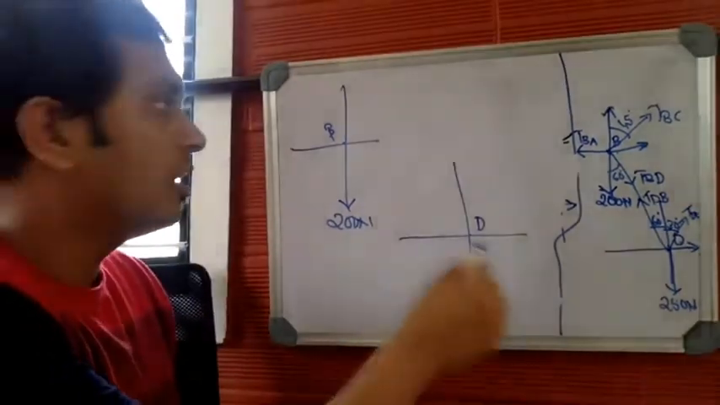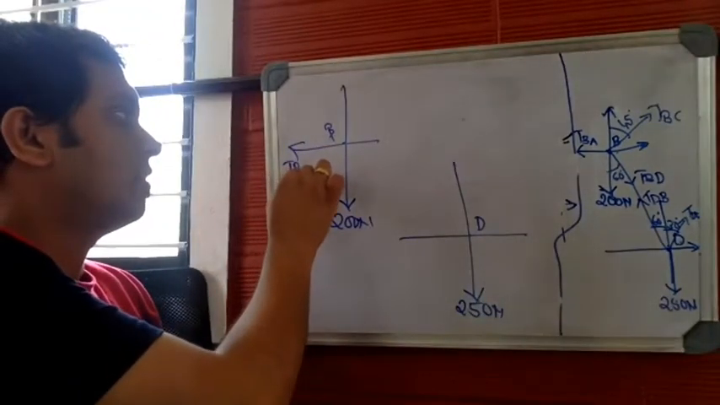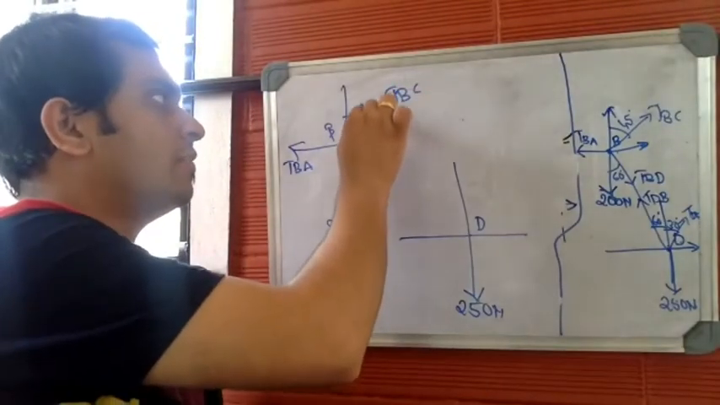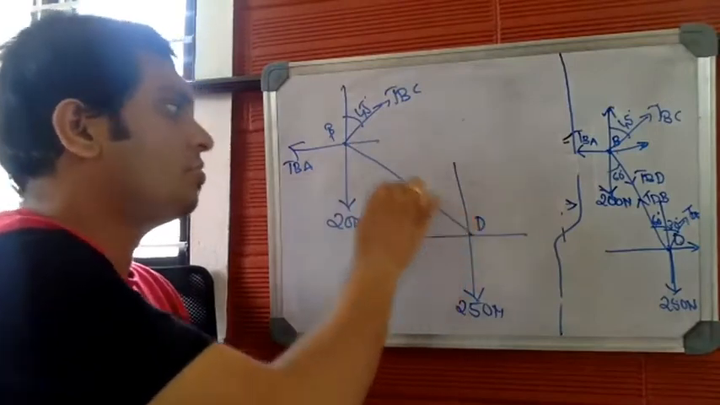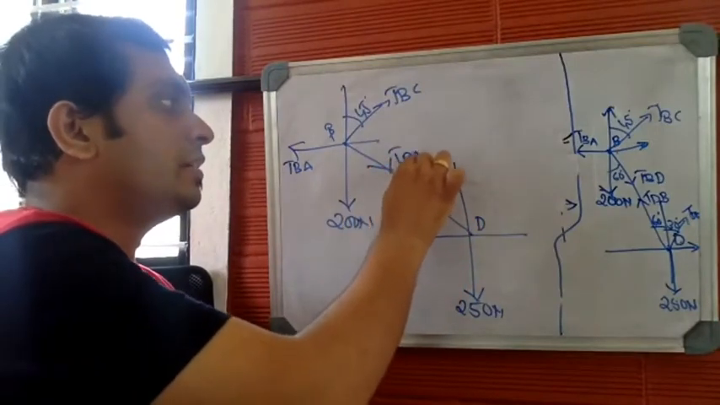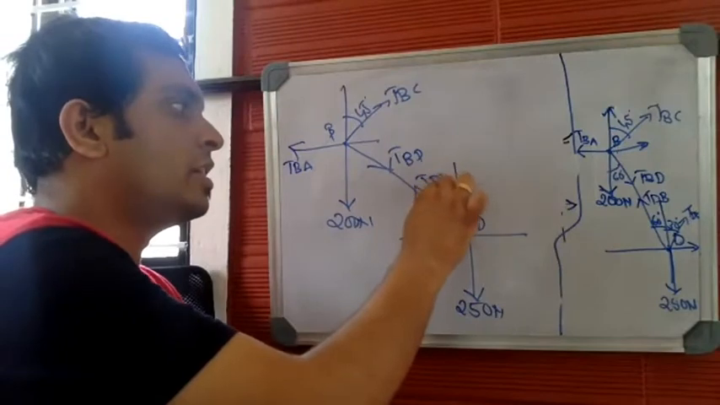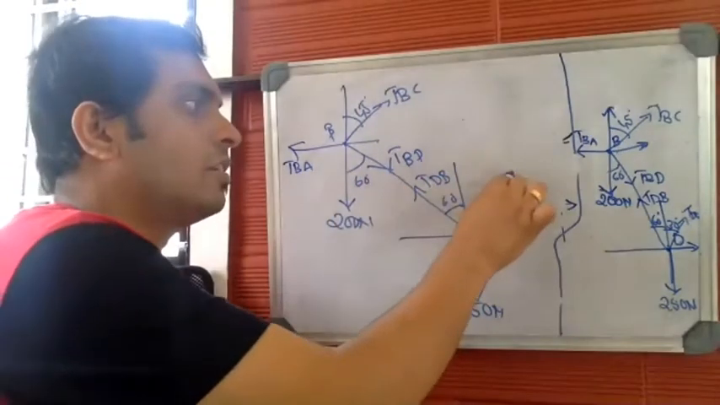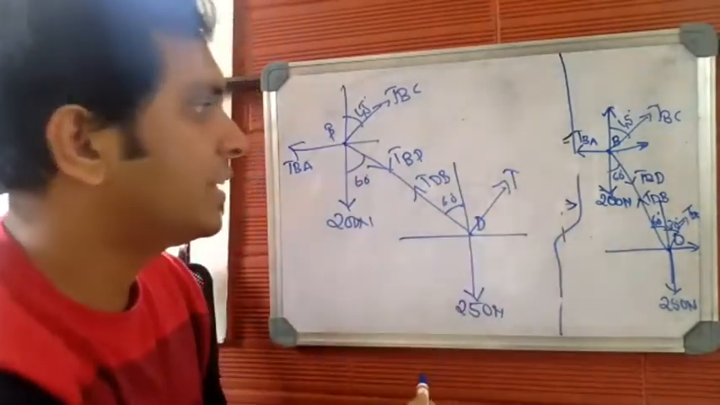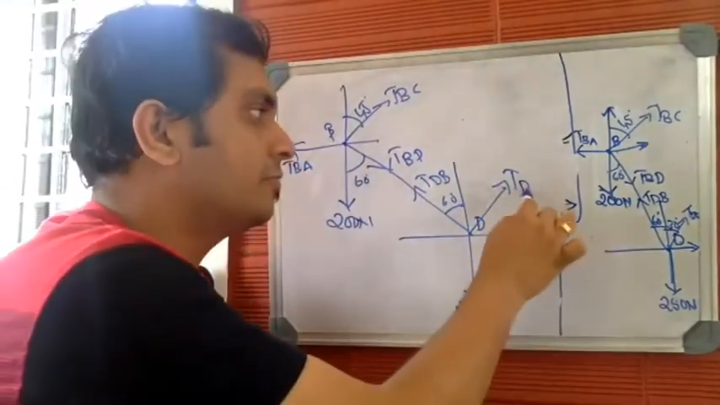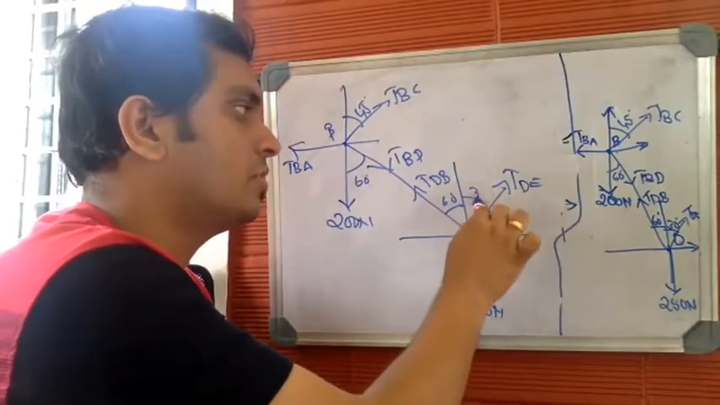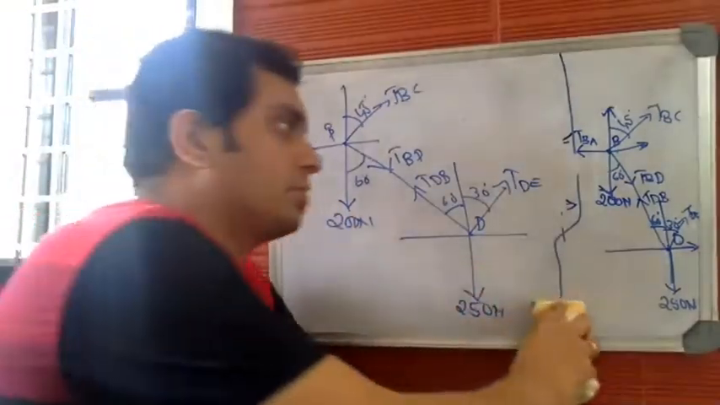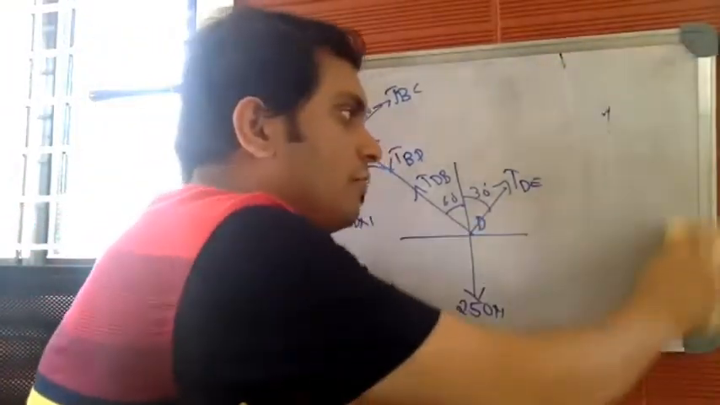And we have TBA here, which is horizontal. We have TBC, which makes an angle of 45 degrees. And let me join these two. We have TBD and TDB. If this is 60, even this will be equal to 60. Finally, you have TDE. You have two free body diagrams.